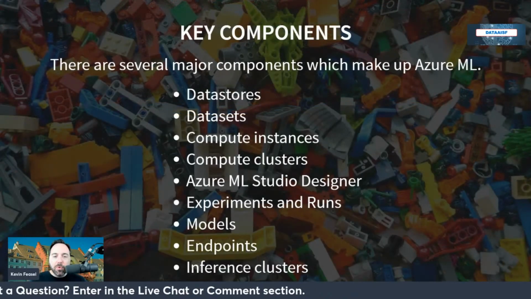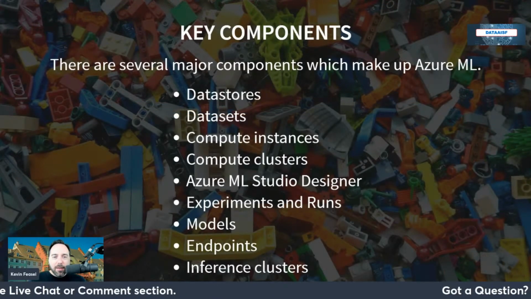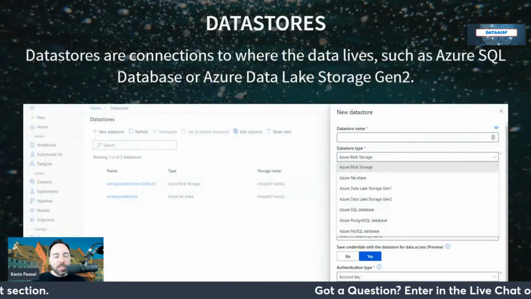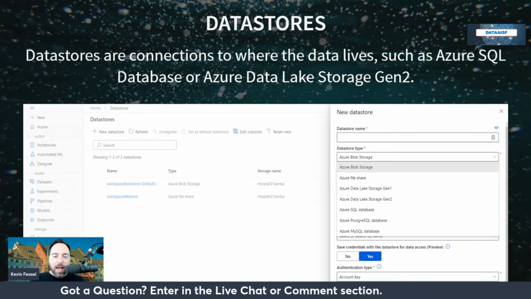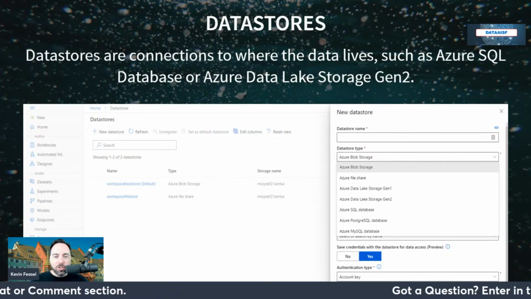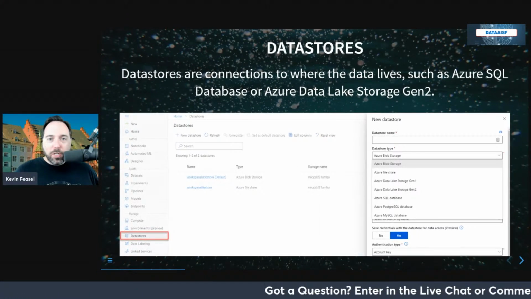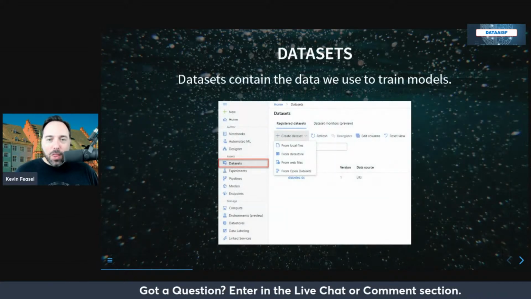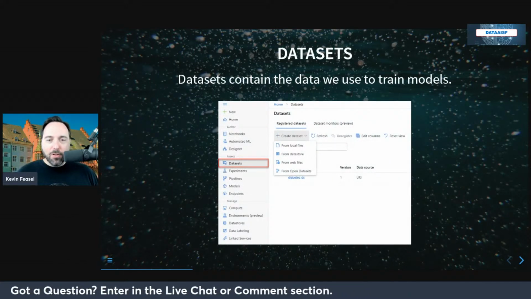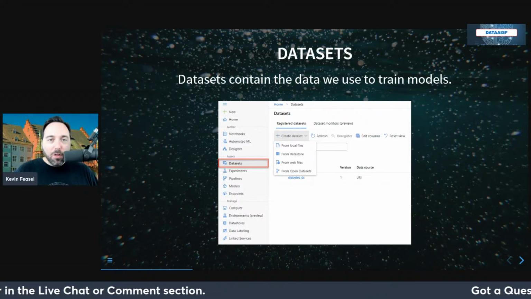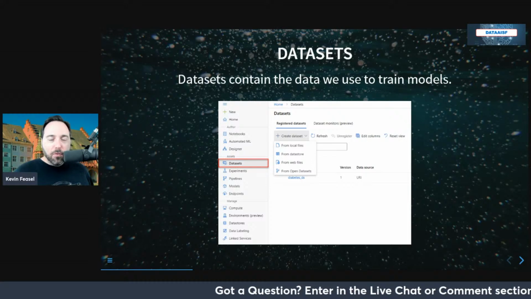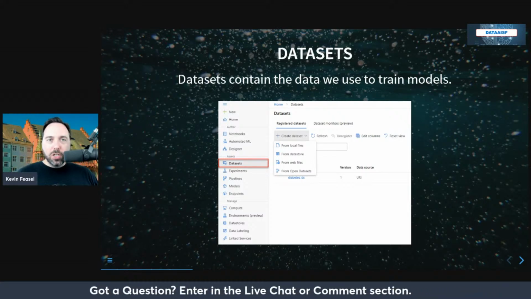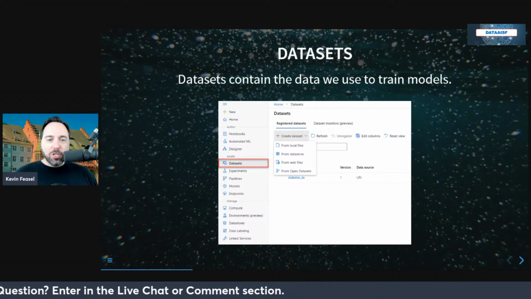Within Azure ML, we have a series of components. The first one is data stores. This is just a connection of, where does my data live? Oh, this data is in an Azure SQL database. This one's in Azure database for Postgres. This is in a storage blob. So data lake storage or just a regular Azure blob storage. These are pointers. Data sets then contain the actual data that we're using to train models. A data set, you can upload a file locally, or you can use a data store to say, go find this data from the data store, and then we're going to track that information in Azure Machine Learning as a data set.